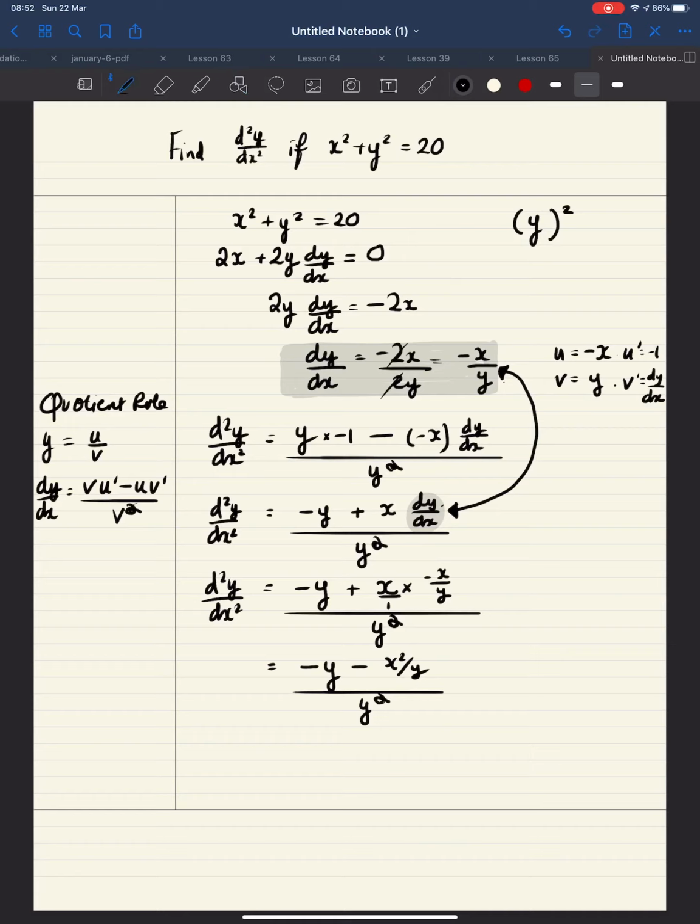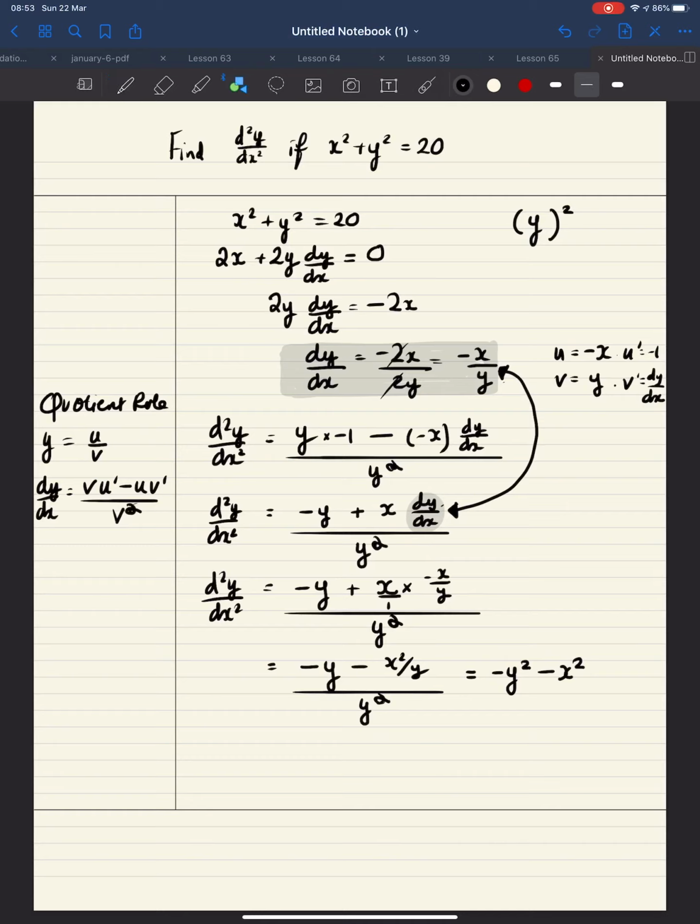Now this here is made up of 1, 2, 3 terms. Minus y is a term, minus x squared over y is a term, and y squared is a term. We've got a fraction with a fraction on the top. We don't need to, but it's neat to multiply each of these 3 terms by this denominator, which will cancel it out. So multiply everything by y.